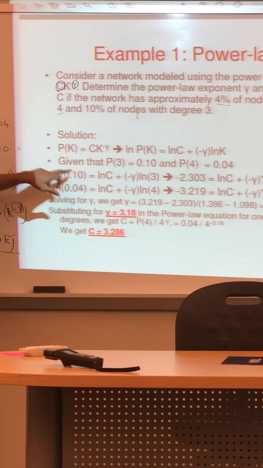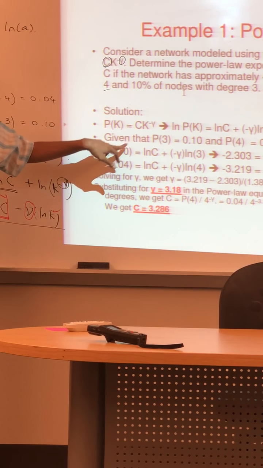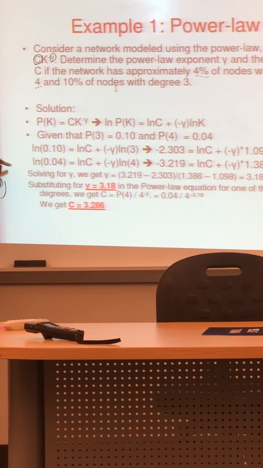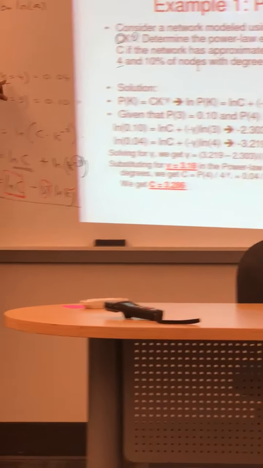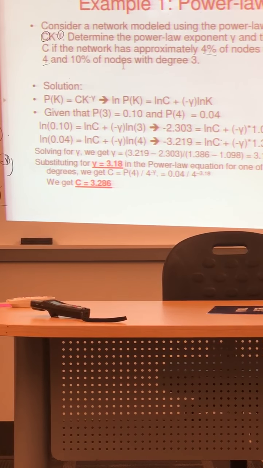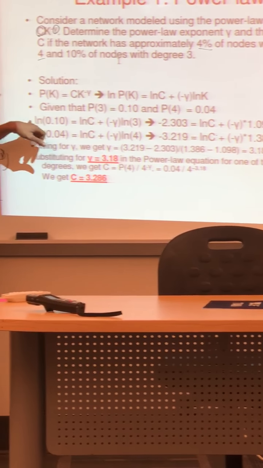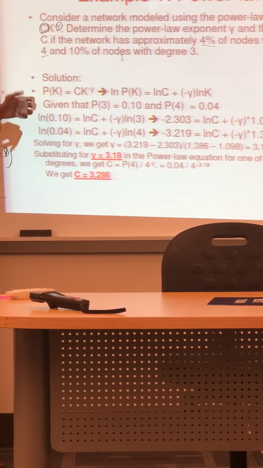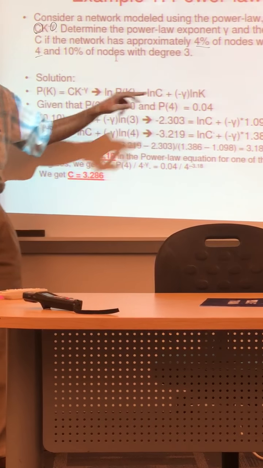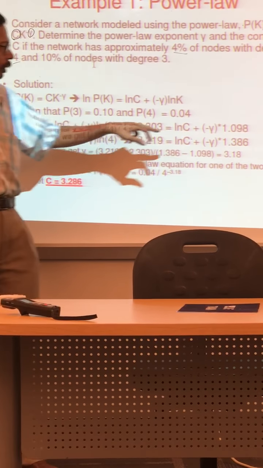If k equals 3, P of k is 0.1. So log of 0.1 equals log C minus gamma times log 3. Then log of 0.04 for k equals 4 is log C minus gamma log 4. You all know how to solve two equations like this, right? This is natural logarithm, so base e. Log of 0.10 in base e is negative 2.303, equals log C as it is, minus gamma times log 3, which is 1.098.